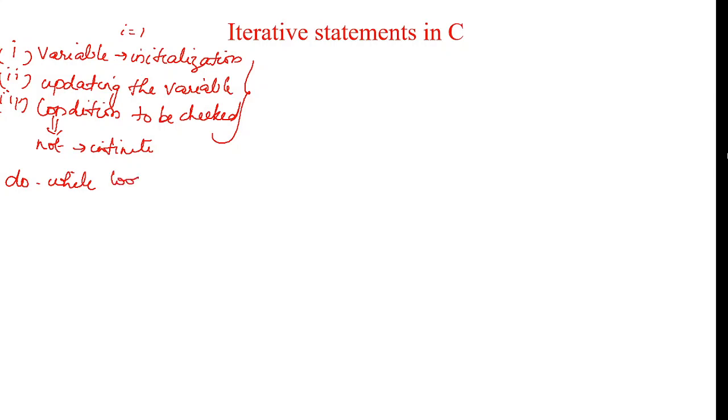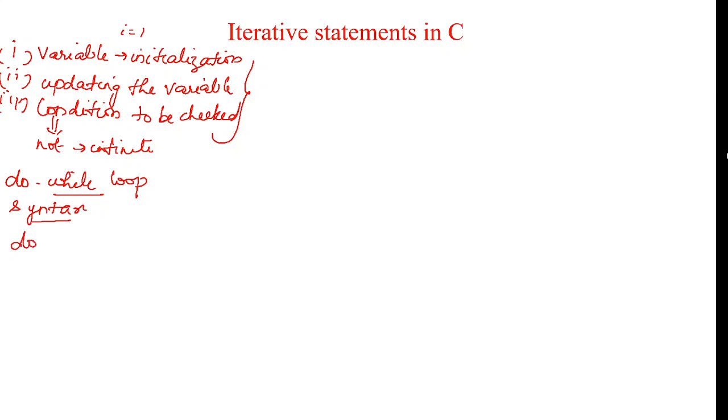Now what is the difference between the while loop and the do while loop? In the case of while loop, you check the condition first and then you execute the statements. In the case of do while, it is just the opposite. First you are executing the statement and then you are checking the condition. That's why it comes under the category of exit control loop. First let us see the syntax of the do while loop.